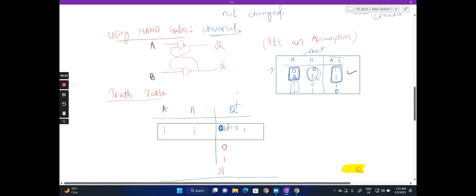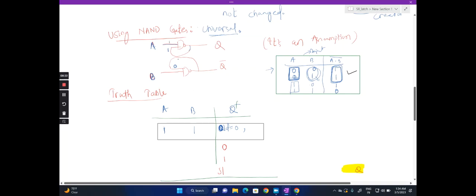So in this circuit, we have assumed that Q is 0. As Q is 0 here, Q bar will be 1. As Q bar is 1, here we will get 1, and we have assumed that A is 1.